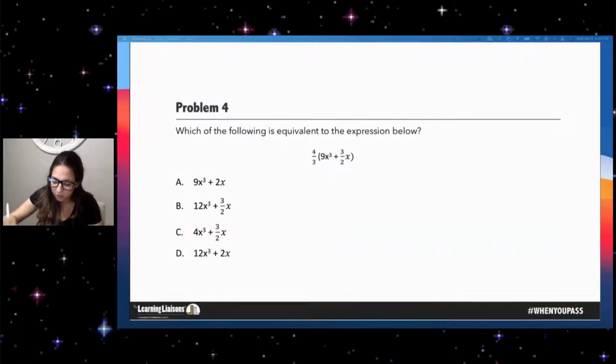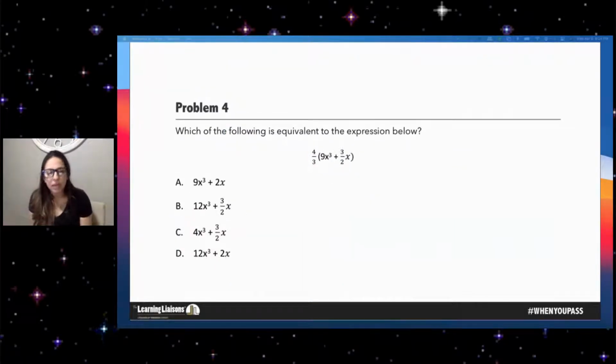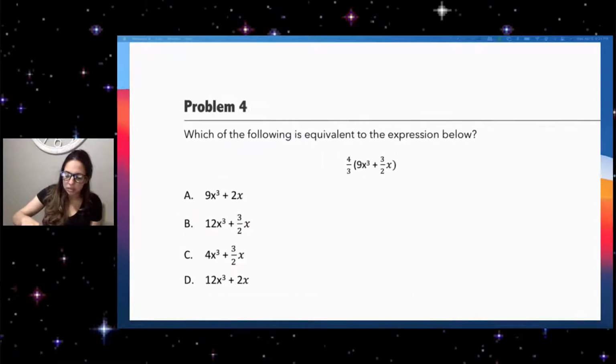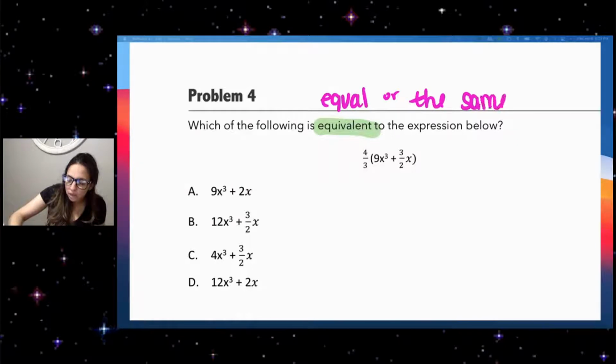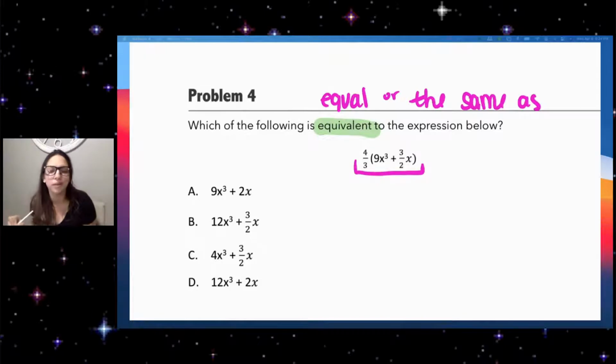All right, problem number 4. Which of the following is equivalent to the expression below? Equivalent just means equal or the same as. So we're looking for something that is the same as this. Really, all we're doing is simplifying this. So when I look at all of these answer choices, I see that there are no parentheses, which means that yet again, we're going to use the distributive property.